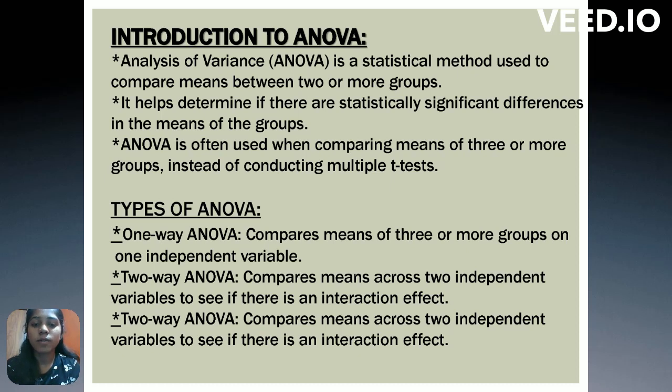ANOVA is often used when comparing means of three or more groups instead of conducting multiple t-tests. Then there are types of ANOVA, that is one way, two way, three way. One way ANOVA is nothing but compares means of three or more groups on one independent variable. Two way ANOVA compares across two independent variables to see if there is an interaction effect. Then the three way ANOVA compares means across three independent variables to see if there is an interaction effect.